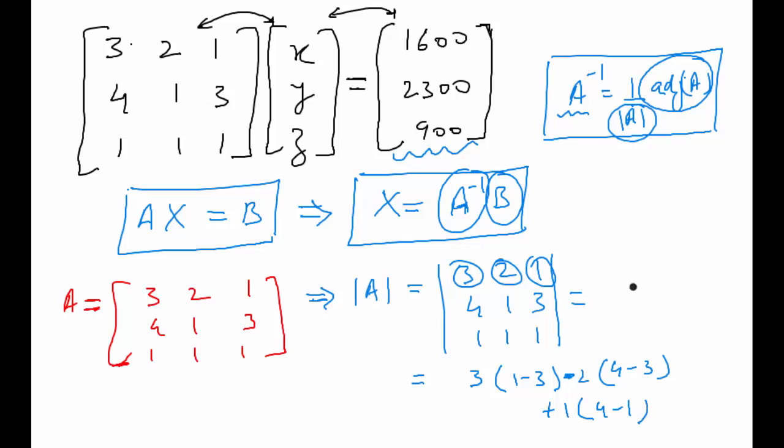This on simplification becomes equal to minus 5, right? Just try it out. So this on simplification is equal to minus 5, which is our determinant. This will be our denominator for calculating A inverse. Now what is our target? Now our target is to get the value of adjoint of A. So if A is already known, let us write that again. A matrix is given to us as 3 2 1, 4 1 3 and 1 1 1.